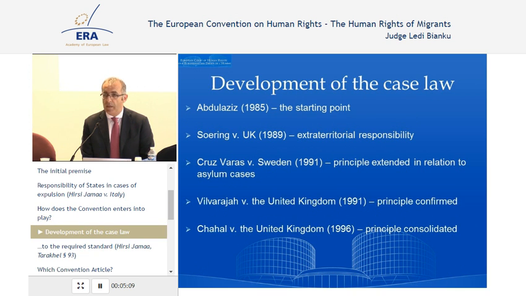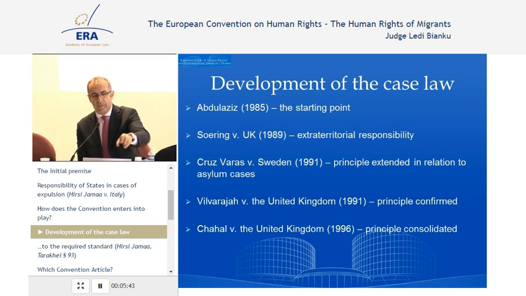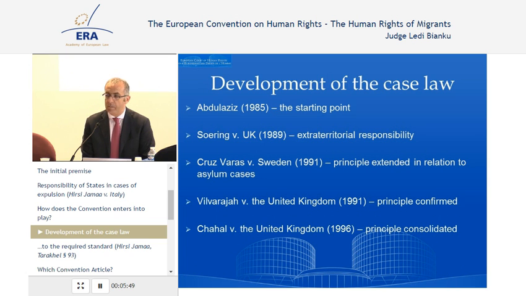I mentioned Abdulaziz in 1985, the starting point. Then we have Soering, which is an extradition case. However, the principle was established there in 1989 that if a person is being removed to a third state, in that case the United States, and is being subjected to violations of Article 3, then the responsibility of the removing state might arise under the convention. And then this principle was extended to asylum cases, and this is the case Cruz Varas versus Sweden. In Vilvarajah, very quickly, within a year, the principle was confirmed.